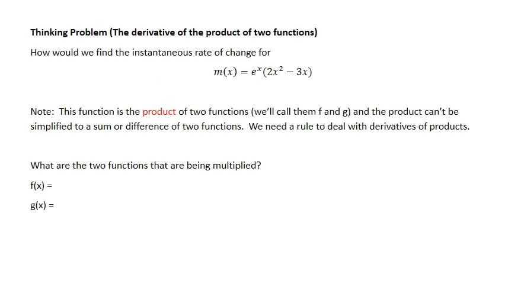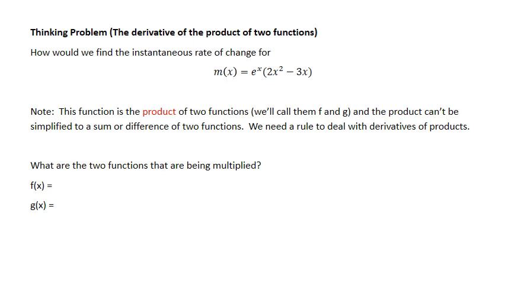We haven't talked about the derivative of e to the x yet, but I think you noticed from your lab that the derivative of e to the x is itself. So we're going to consider this function, e to the x times 2x squared minus 3x. We can't multiply e to the x in and simplify it down to a sum or difference in the same way we were doing in last night's homework. So we don't have a rule for this. We have two functions multiplied and we don't have a rule for it.